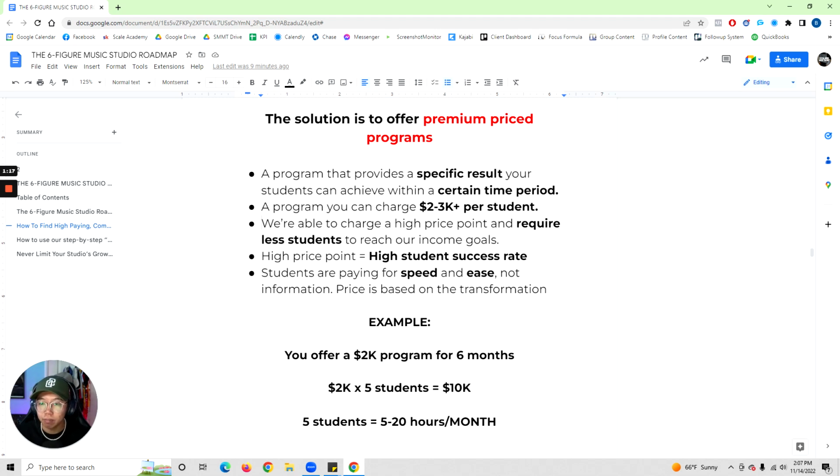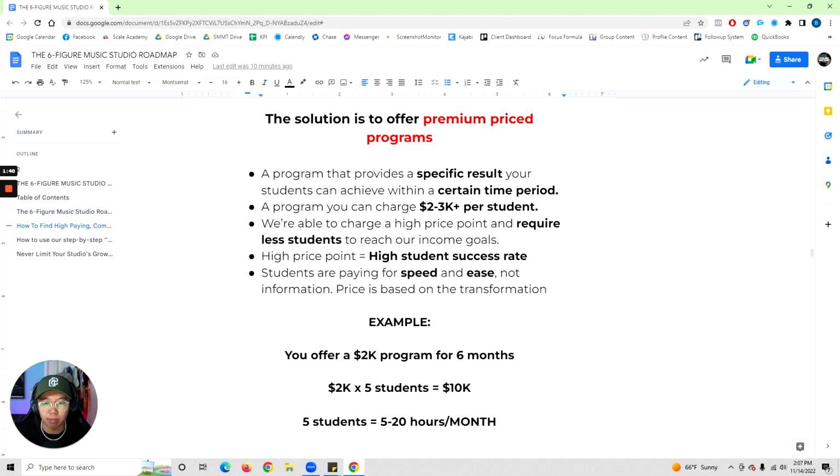Because at the end of the day, students are paying for speed and ease, not information. So the price is going to be based on the transformation that you're able to provide for the student. And that is a concept that I want to drive home here. A lot of teachers ask, how can I raise my prices? Do I have to offer more lessons or things like that?